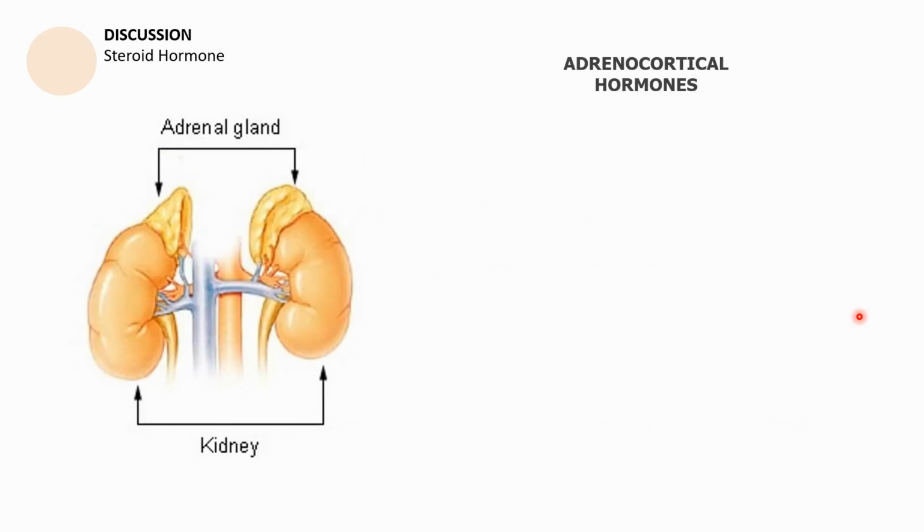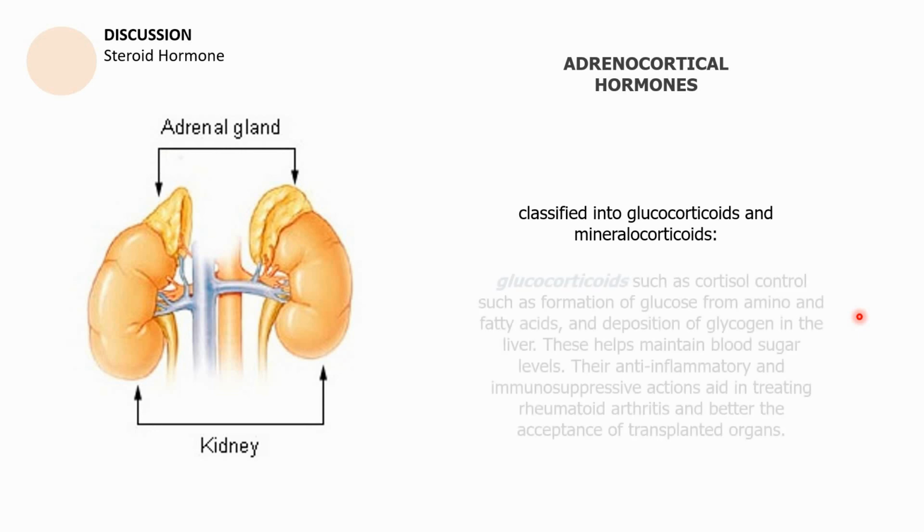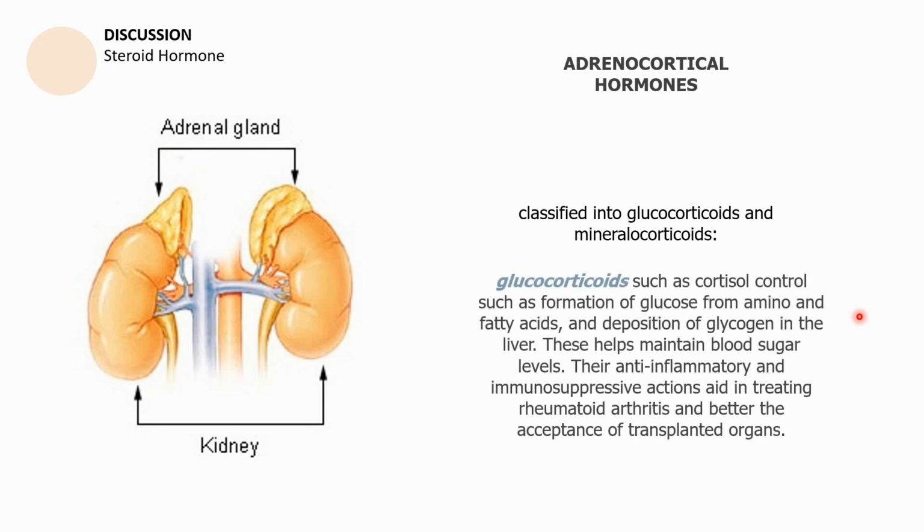So, yeah. Let us first talk about the adrenal gland or the adrenocortical hormones. They are produced in the adrenal cortex. They are classified into glucocorticoids and mineralocorticoids. So, glucocorticoids such as cortisol control the formation of glucose from amino and fatty acids and deposition of glycogen in the liver. These help maintain blood sugar levels. They are also having these anti-inflammatory and immunosuppressive actions, which are aiding in treating rheumatoid arthritis and better the acceptance of transplanted organs.